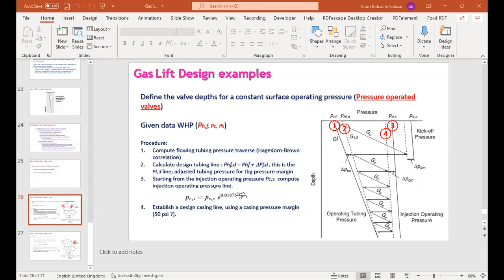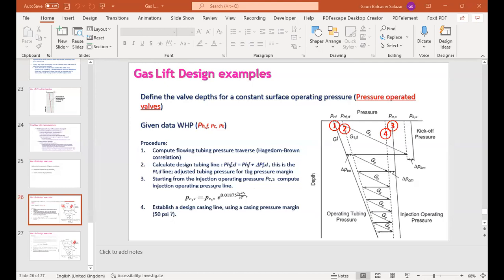So to solve the situation where we have a limited amount of gas available, the gas lift ratio is given by the gas lift ratio from the formation plus the injection rate divided by the production rate.